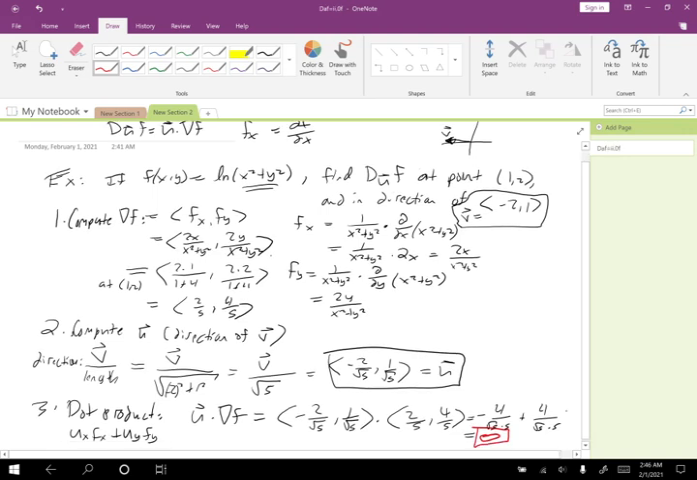Okay, so I think if you break it down into these 3 steps, directional derivatives should be straightforward. I think the hardest parts are probably just computing the partial derivatives, because calculus is always the hardest part. And the rest of this is just arithmetic.